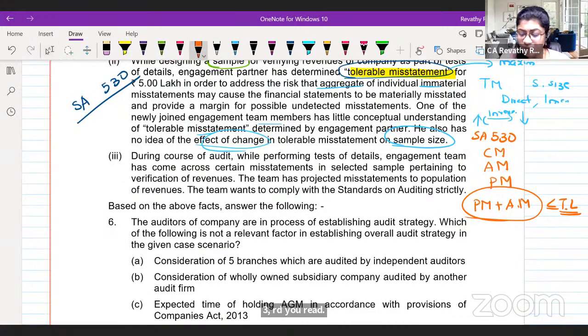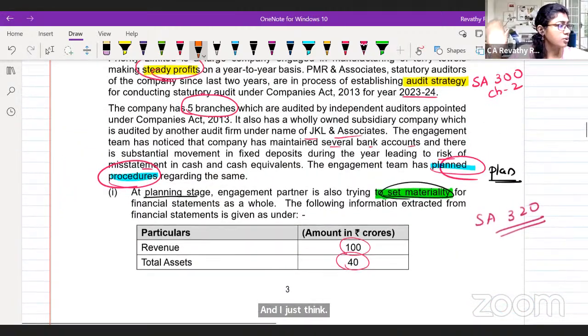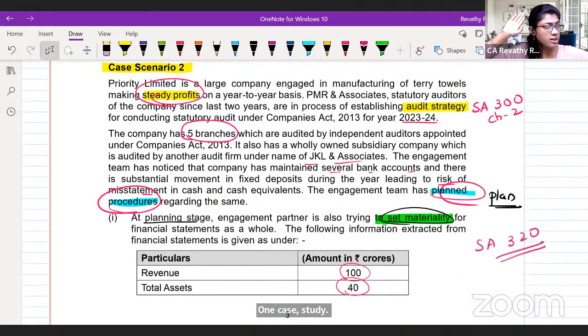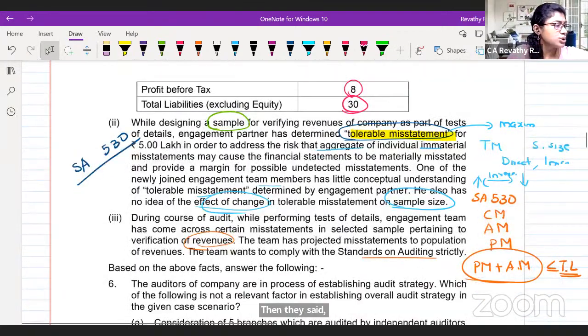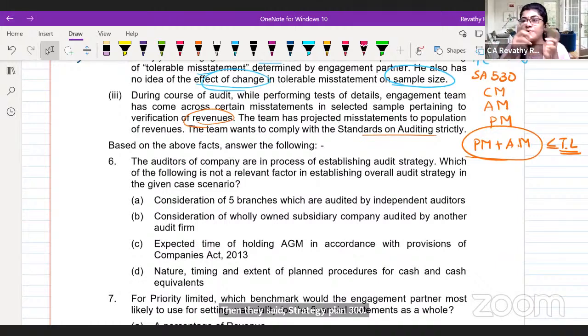Now, during the course of audit, while performing the test of details, engagement team came across certain misstatement in selected sample pertaining to the revenue. The team has projected the misstatement and team wants to comply with SA. And I just think in one case study, where all did they go? They said sampling 530. Then they said materiality 320. Then they said strategy plan 300. So if you ever remember, while taking the class, whenever we take one standard, don't we link it with another, guys?